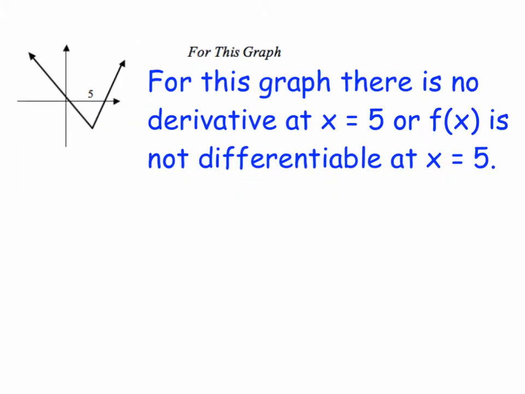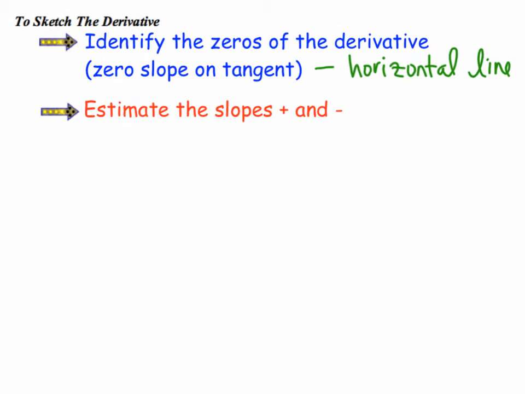In this example, there is no derivative at x equals 5, and we state that f of x is not differentiable at x equals 5. And the reason is because of that sharp point at x equals 5. The derivative, you're going to identify the slopes of the derivative, and you're going to estimate the slopes, whether it's positive or negative.